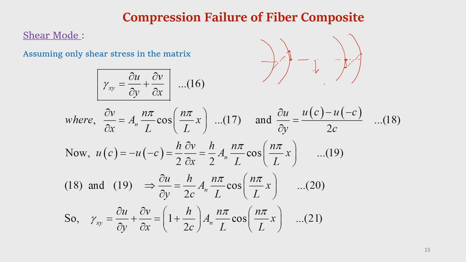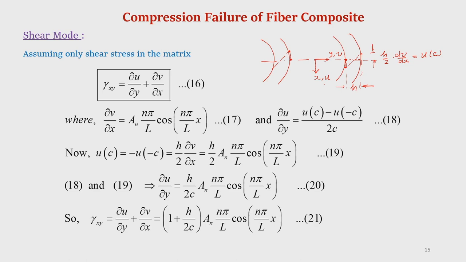Now, this is our x, okay. This is y, u is the displacement along x, v is the displacement along y. Therefore, what is this distance? This distance is nothing but, this is h, okay. Therefore, this distance is nothing but h by 2 into the angle dv dx. Okay. This is nothing but u at c. Okay.